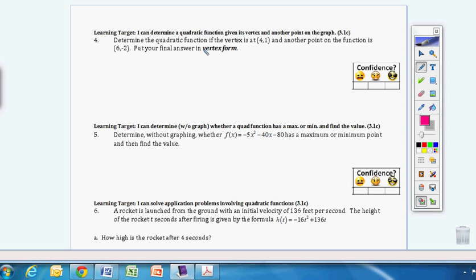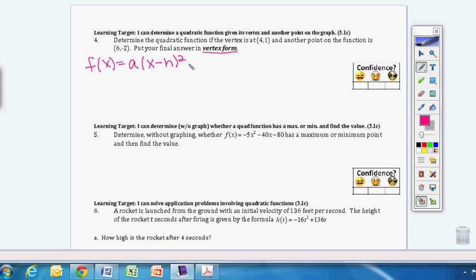Page 2, we want to determine the quadratic function, but we're only going to leave it in vertex form. We don't have to put it in quadratic form. Here we're given a vertex, and we're also given a point. We need to put it into our vertex form and figure out our a value, because we don't know what it is, and that's really important.